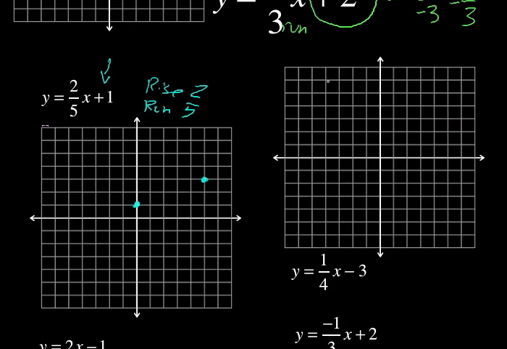But let's go to the left. And in this case, we're going to rise -2, which means go down 2, and then run -5. Again, you want an equivalent slope. So we're going to rise -2, go down 2, and then run -5. 1, 2, 3, 4, 5.